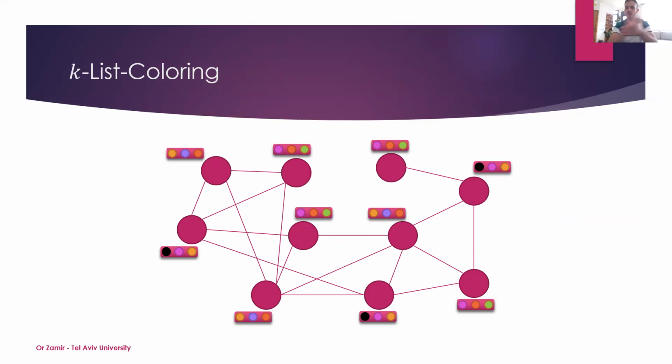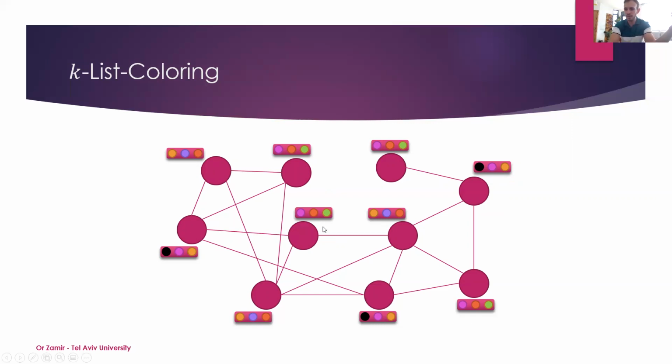So k list coloring is the same problem as graph coloring, except that now each vertex has still only k options for a color, but these k options are not necessarily the numbers between 1 to k, but they can be any general subset of k numbers, of k colors. So here is an example.